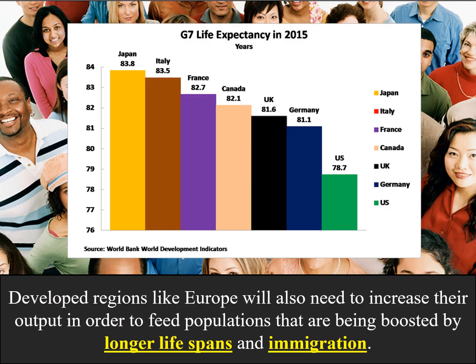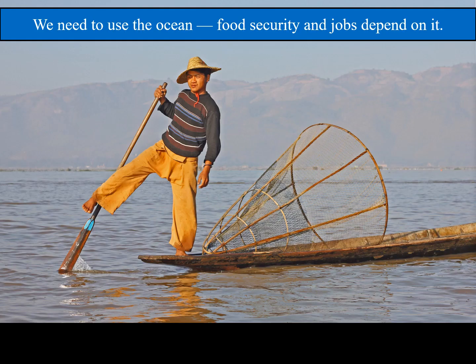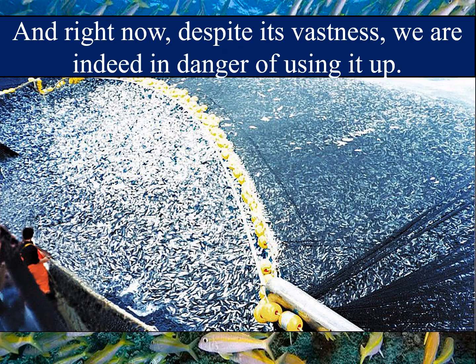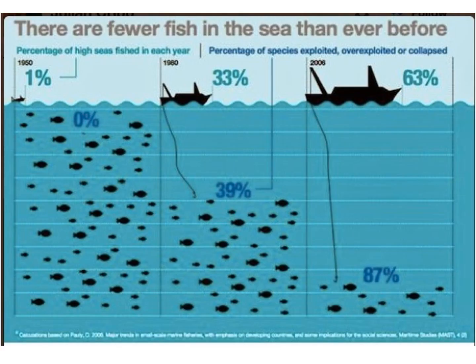Developed regions like Europe will also need to increase their output in order to feed populations that are being boosted by longer lifespans and immigration. This population growth also puts stress on fish population and depletes oceans. We need to use the ocean. Food security and jobs depend on it. But we must be careful not to use it up. And right now, despite its vastness, we are indeed in danger of using it up. We are overfishing the ocean, killing fish faster than they can make babies. This puts a strain on not only the fish populations, but also the fishermen and the people who depend on these fish for food sources.